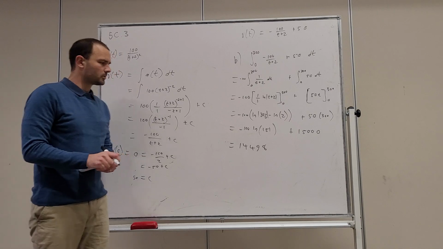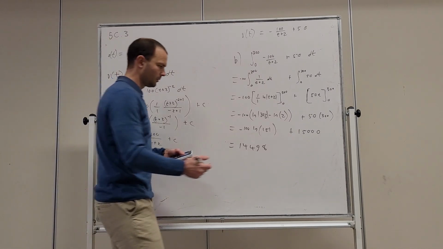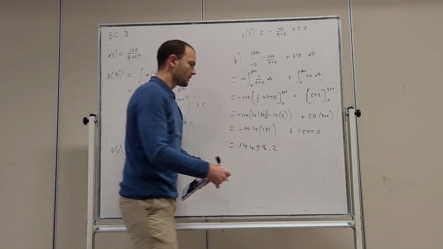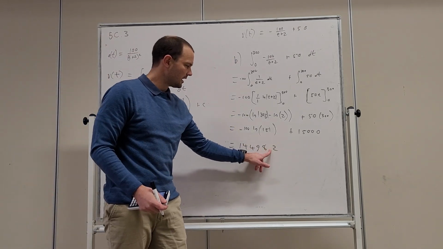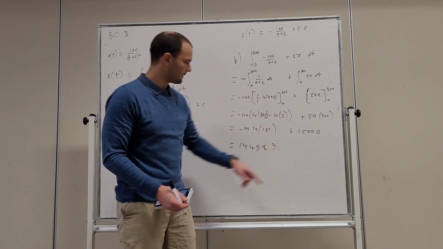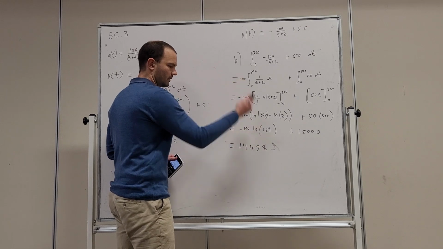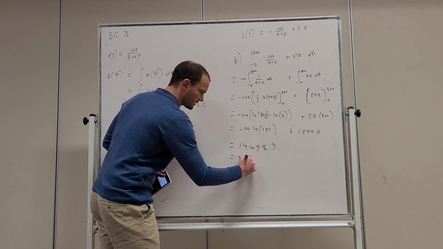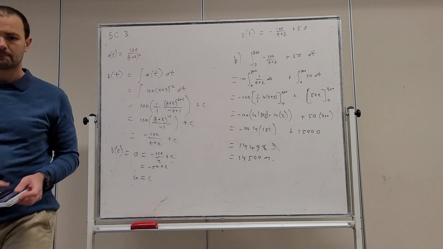And so this might be a good opportunity for us to talk about rounding, right? If it says 14,498.2, so if it says to the nearest meter, alright, we'd round the 2 downwards. If it says to 3 significant figures, these are the first 3 figures. So the 9 is going to round up. So we've got 14,500 meters. Alright.